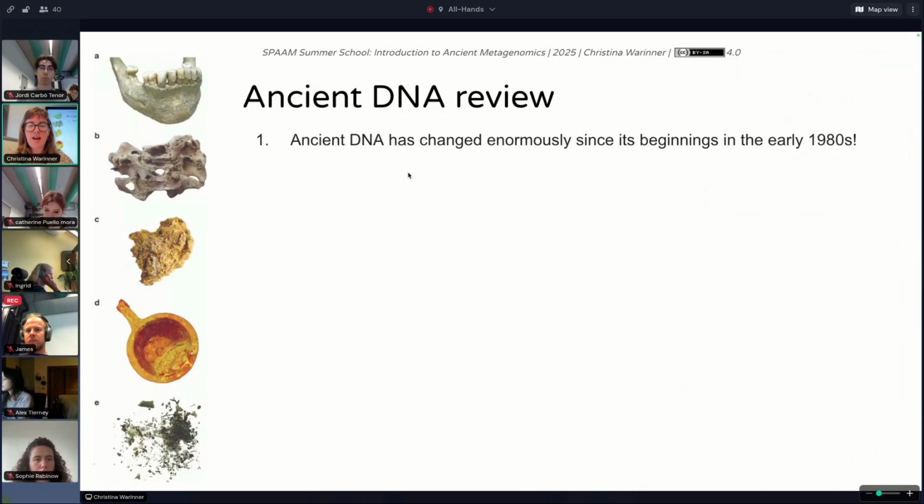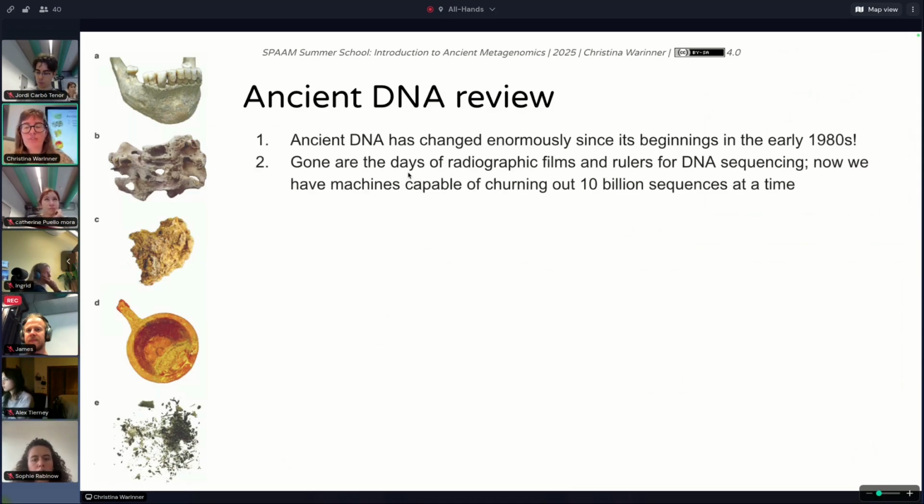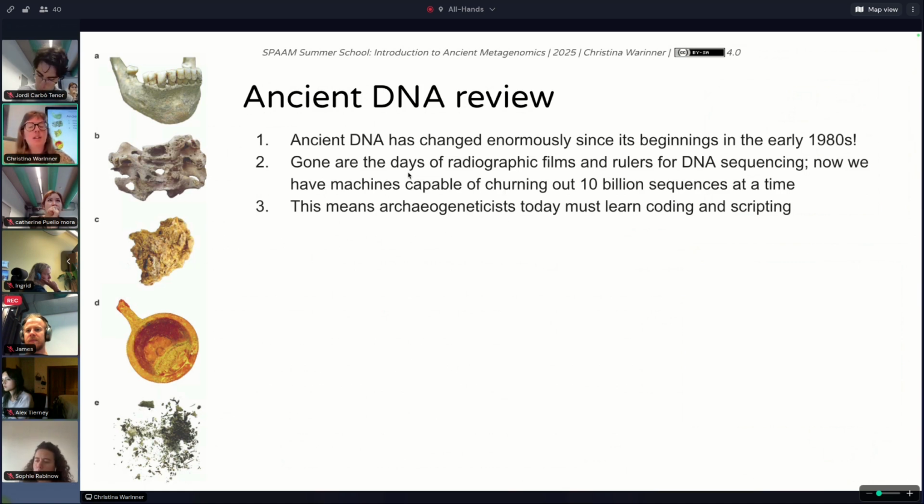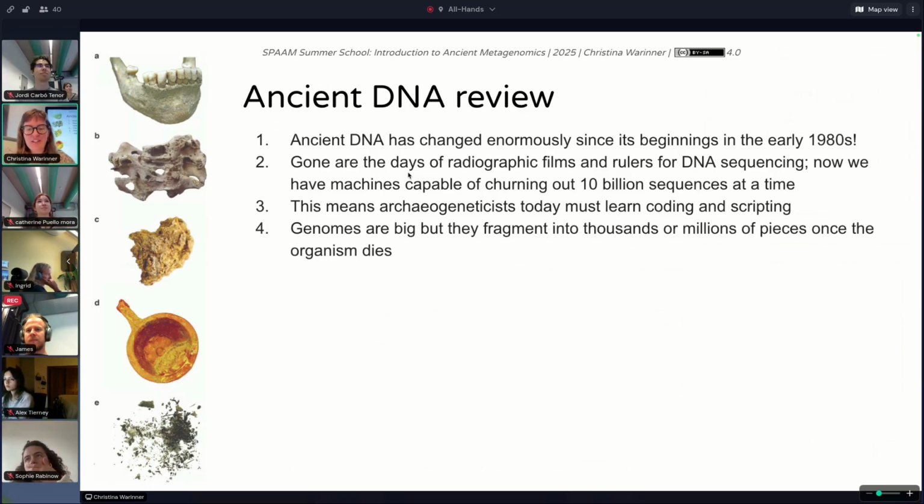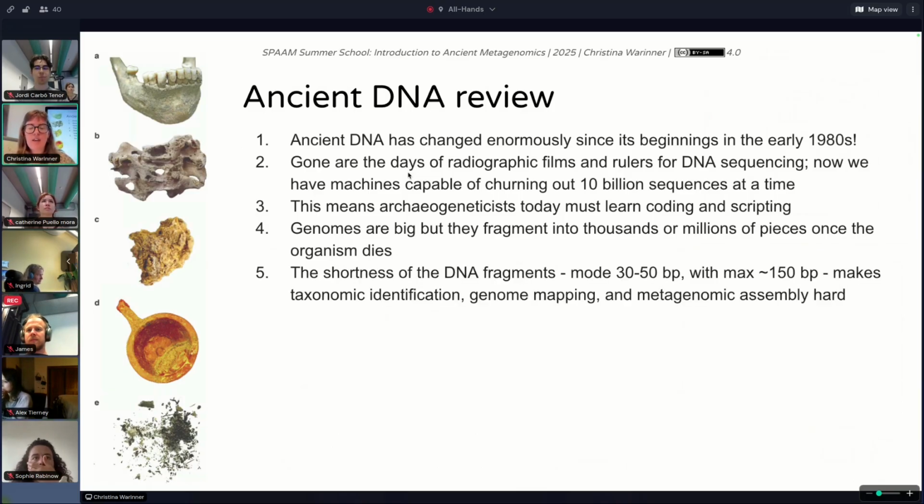So as my last recap on ancient DNA review, ancient DNA has changed enormously since its beginnings in the 1980s. Gone are the days of radiographic films and rulers for ancient DNA sequencing. We now have machines capable of churning out 10 or even 25 billion sequences at a time. And this means archaeogeneticists today must learn coding and scripting, and so we're really happy that you're in this class to learn that here. Genomes are big, but they fragment into thousands or millions of pieces once an organism dies. And the shortness of these DNA fragments, with a mode length of 30 to 50 base pairs and a max of about 150 base pairs, can make taxonomic identification, genome mapping, and metagenomic assembly hard.